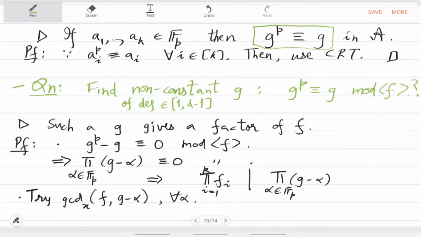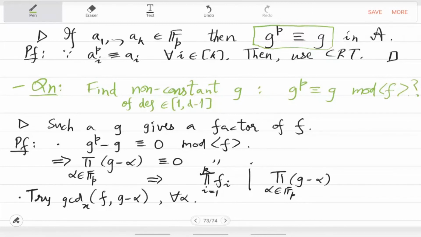So degree should not be 0, which means it should not be constant, and degree should not be d or more, because if it is, then you can reduce mod f and get down to d minus 1 or less. Okay, so with that assumption, I think that takes care of it. So now you see the simple proof.